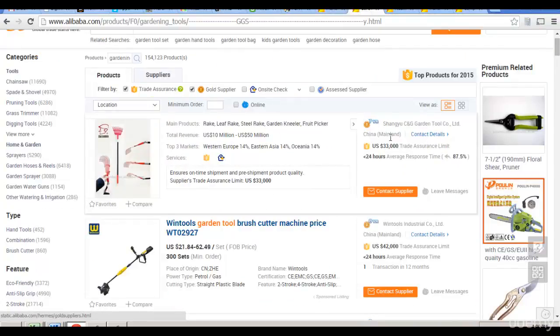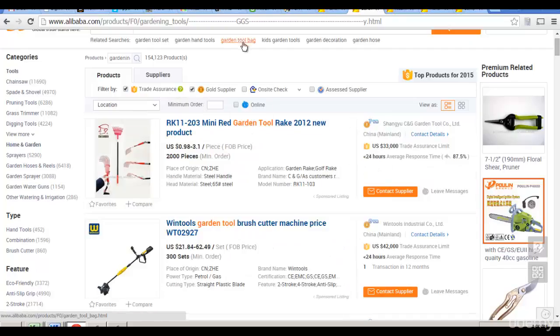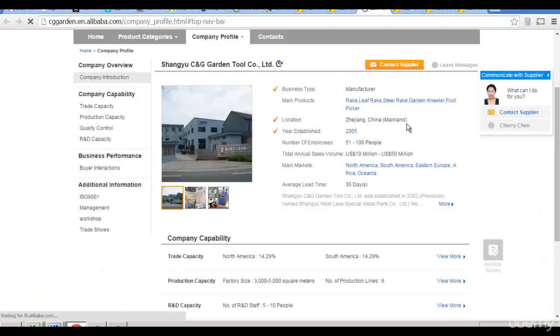The other information, as I was saying, you could break it down by trade assurance and gold level supplier status. And then, like I said, you can go to the company's page by clicking on their name, okay, or clicking on contact details or whatever that is. I love to go to the company's pages and just check them out, and just to really get a gauge of who they are.